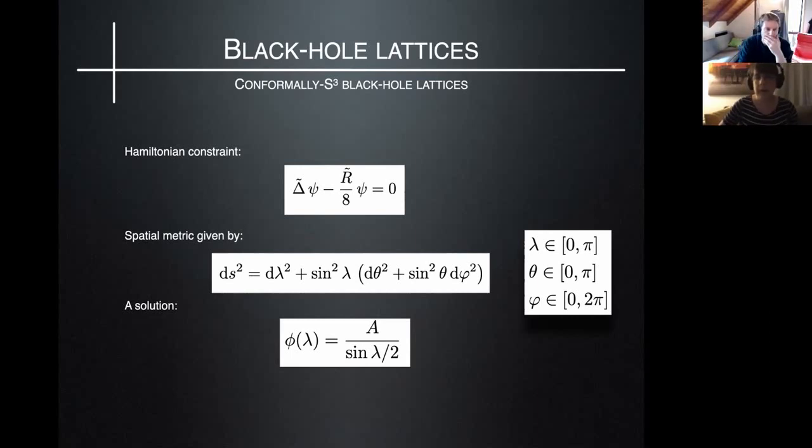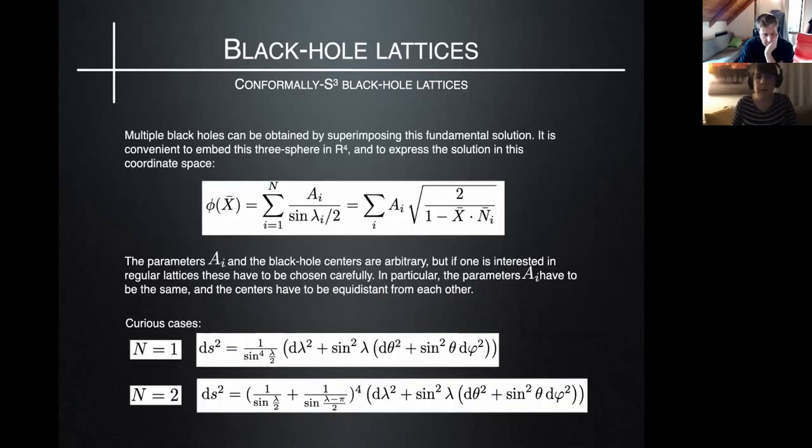And it turns out that if you formulate this as a sort of problem on the 3-sphere, so you have the spatial metric that I have in the second block, with this lambda, theta, and phi, which are the coordinates of the 3-sphere, then a very simple solution is just a over sine of lambda over 2, where lambda is the first of these coordinates and a is just a constant. And so basically, you're allowed to just build superpositions of these solutions centered at different values of lambda. And this is guaranteed to be a solution as well.